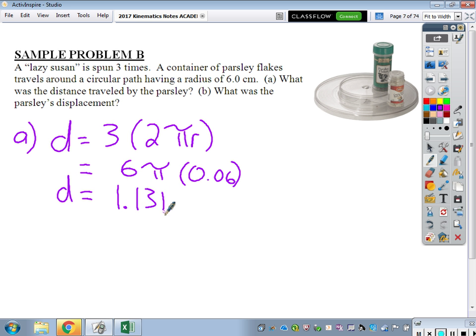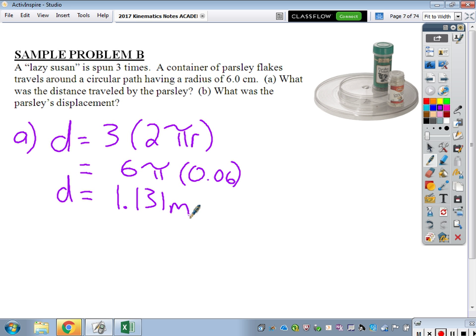1.131 meters, thank you very much. Okay? Positive or negative? It's actually neither. It's distance. It has no directional association. Okay? It's just 1.131 meters. That's it. Is that a reasonable response?